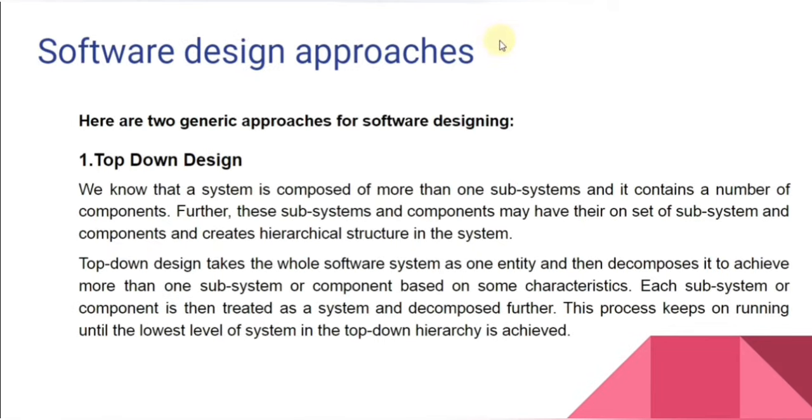Now we have software design approaches. Here are the two generic approaches for software designing. First, top down design. Top down means coming from the top towards the down. We know the system is composed of more than one subsystem, and it contains a number of components. Further, these subsystems and components may have their own set of subsystems and components and create a hierarchy structure in the system. Top-down design takes the whole software system as one entity and then decomposes it to achieve more than one subsystem or component based on some characteristics.